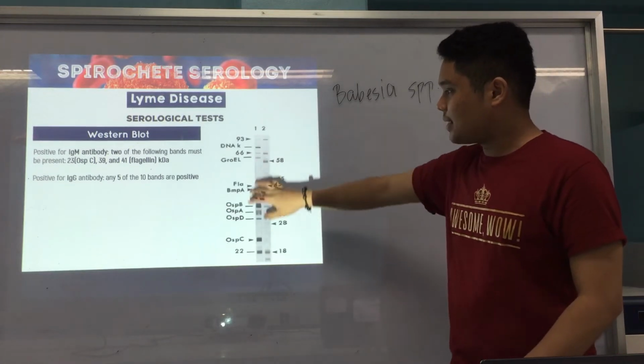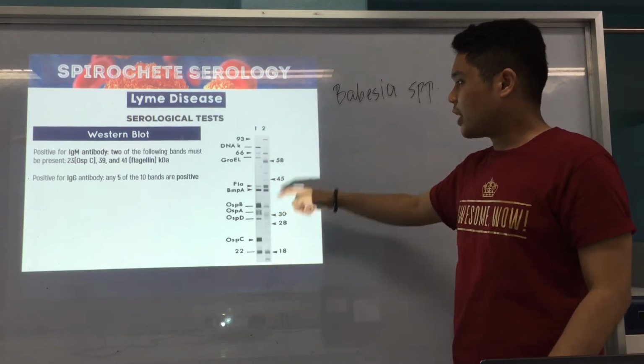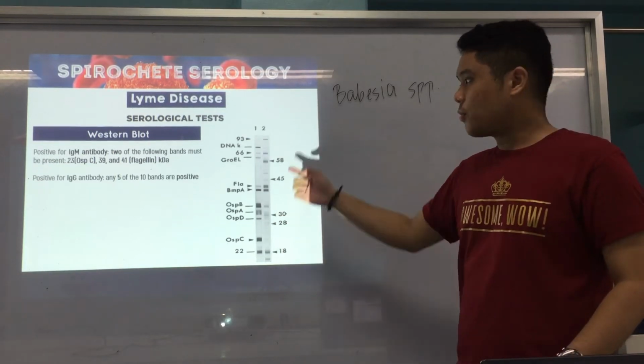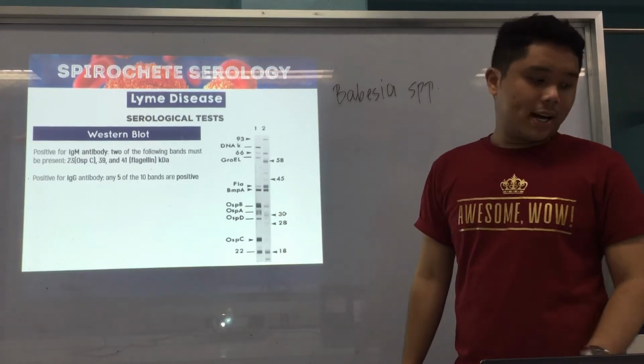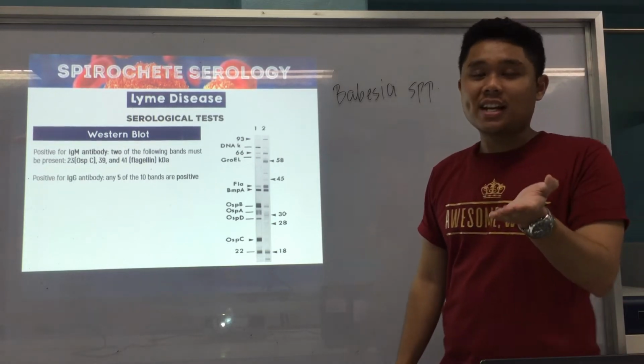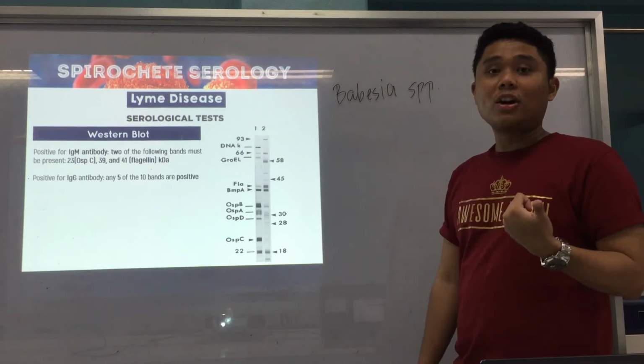Number 1 is your reference lane, and number 2 is the serum. As you can see, 1, 2, 3, 4, 5 proteins are positive. So therefore, this sample is positive for Lyme disease, for IgG antibody. All right. Now, this came out in the boards, not during our time, but a recall.